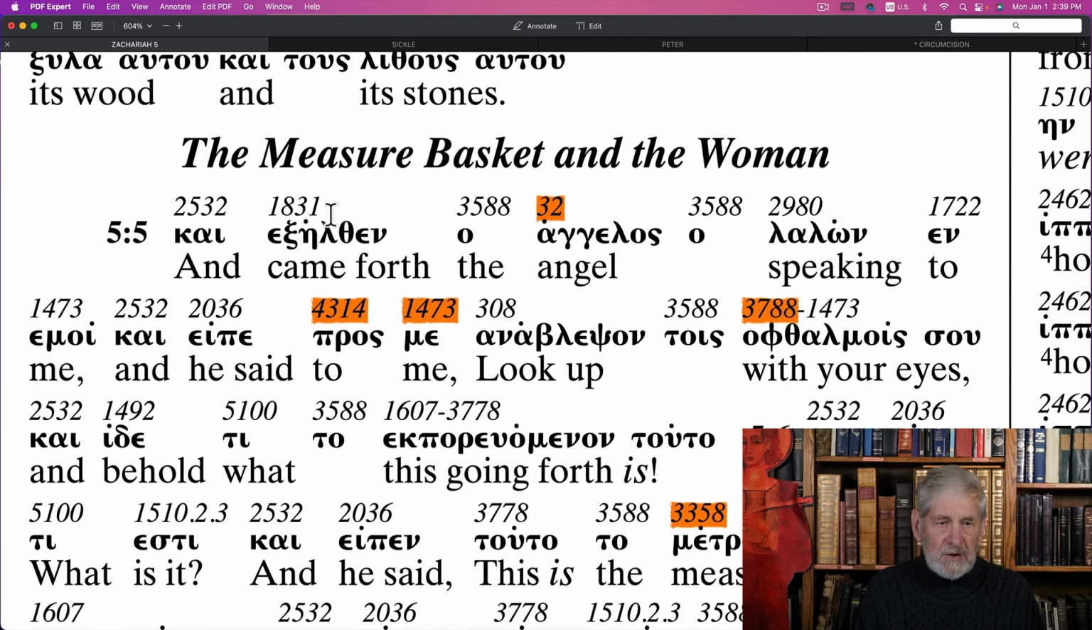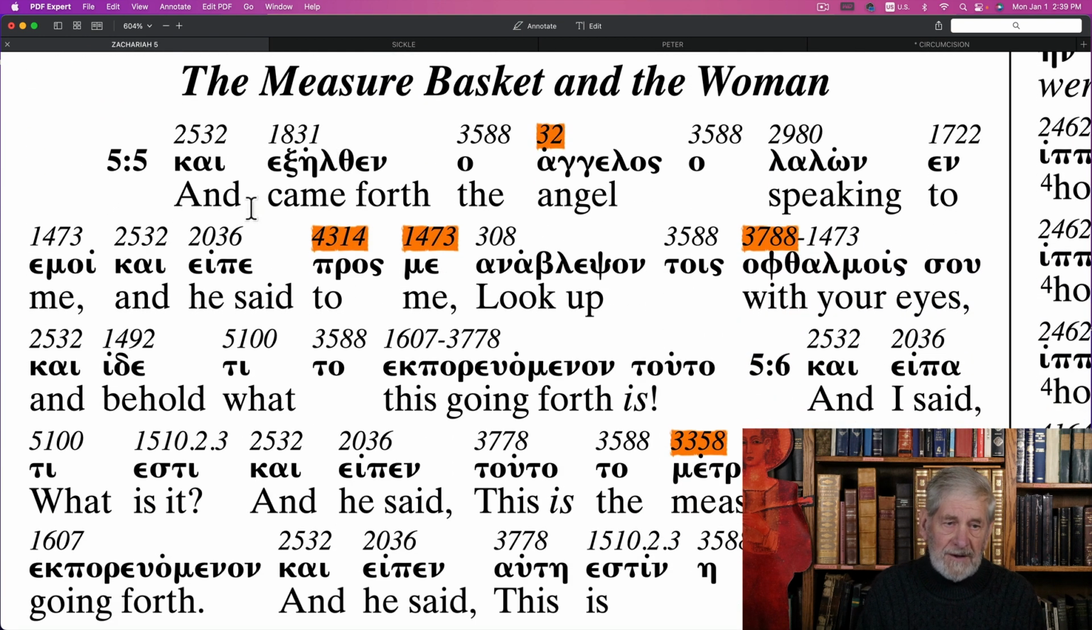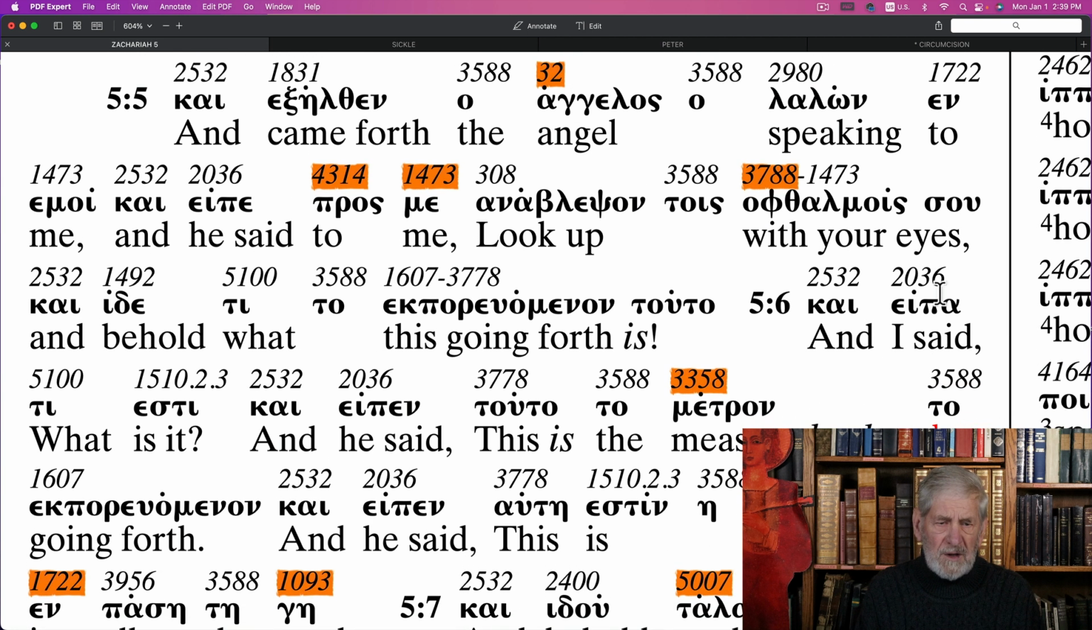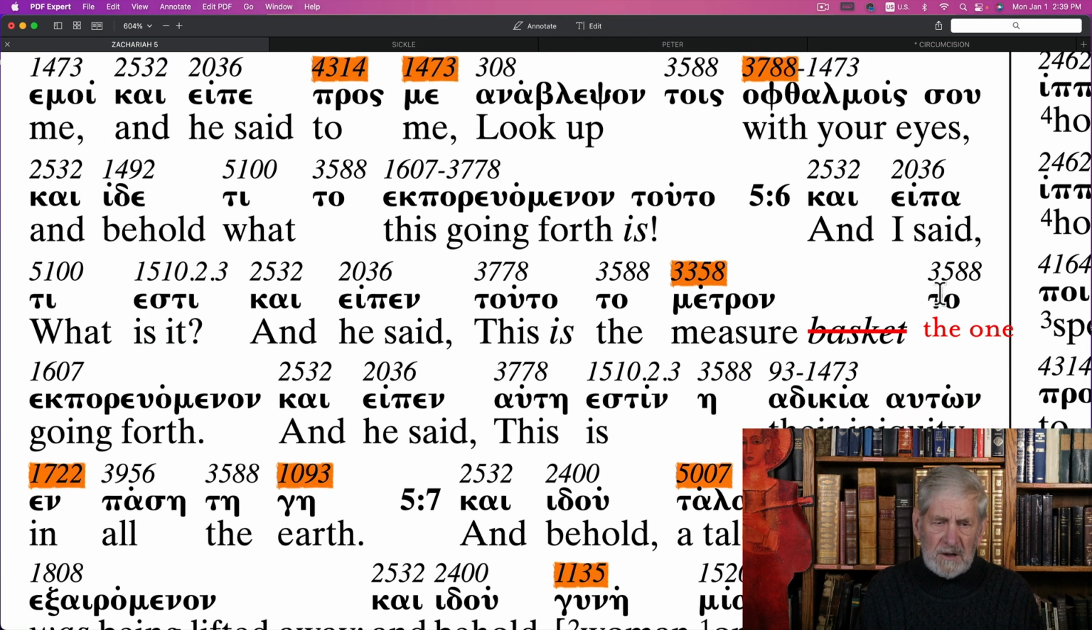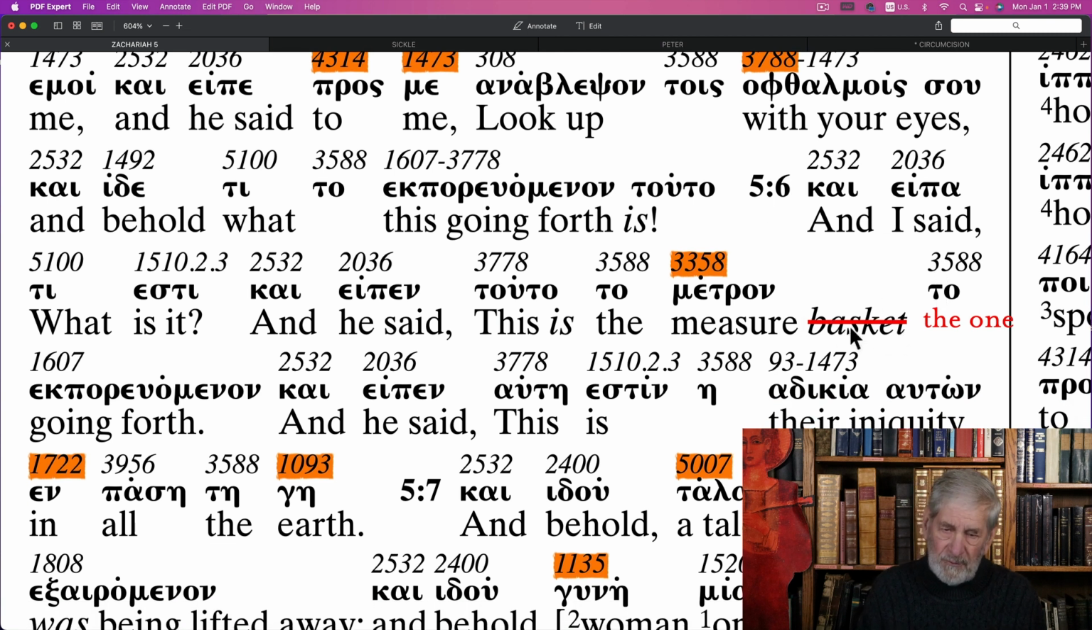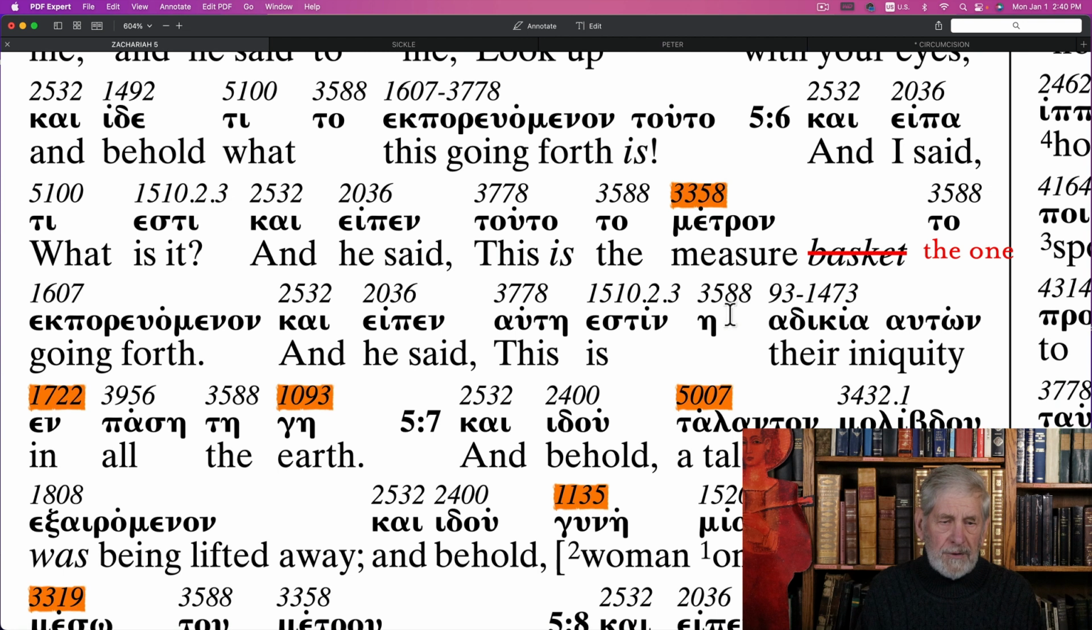Now we continue in Zechariah 5:5, and it says, "And came forth the angel speaking to me, and he said to me, Look up with your eyes, and behold, what is this going forth?" And I said, "What is it?" He said, "This is the measure." Now, I put the basket because what else could it be? But now, 15 years later, since when I did it, or 20 years, I took the basket out because a measure, this is the measure, the one going forth.